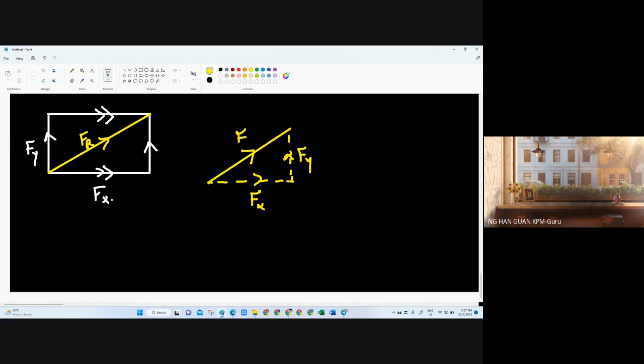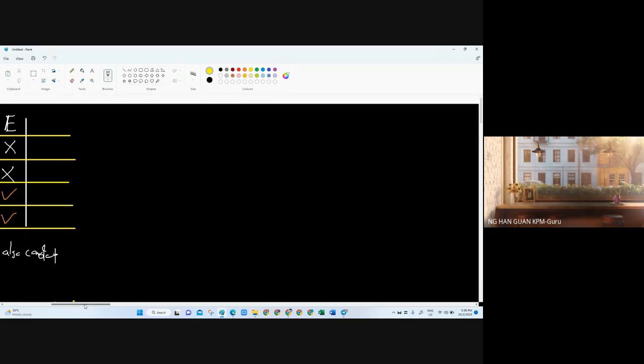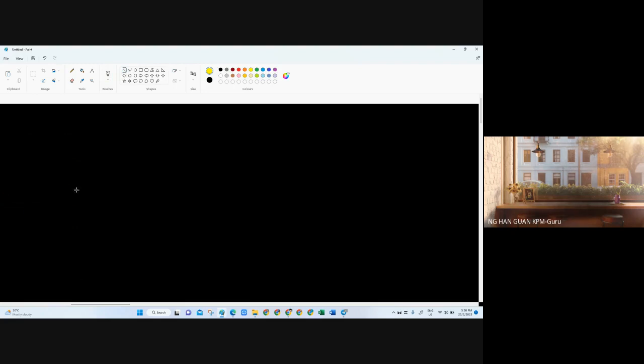Why do we need to resolve the force into two components? Because we're going to combine it with other forces which are not in parallel directions. So this is basically about the calculation method. Just like an example, let's say I have only two forces. Here I have 10 Newton.